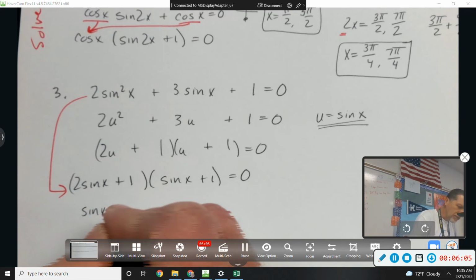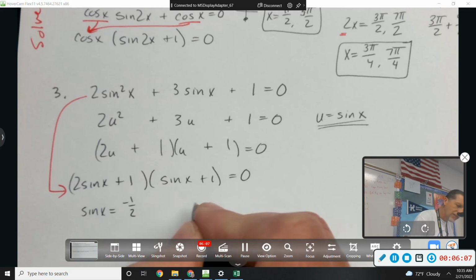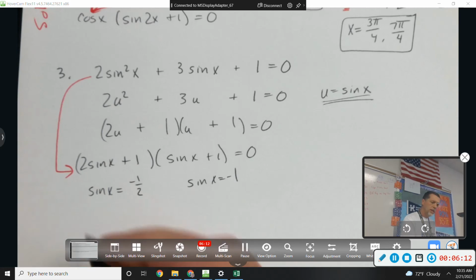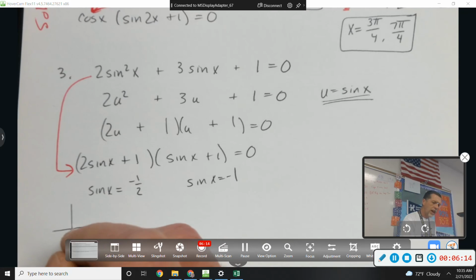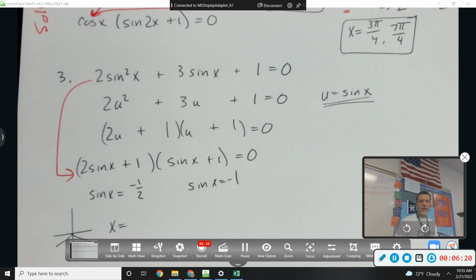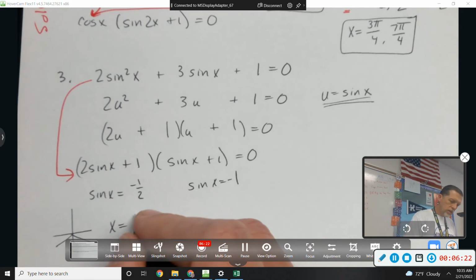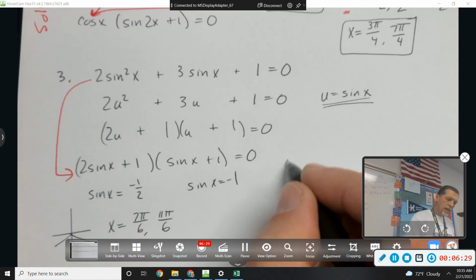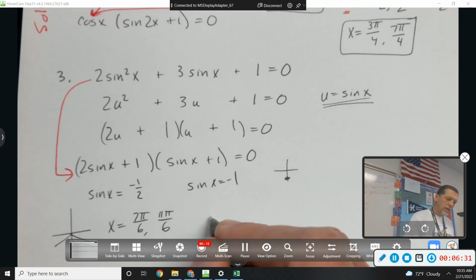All right, so sine of x equals negative 1/2, and sine of x equals negative 1. So negative 1/2 would be third and fourth quadrant. 1/2 is the shallow angle. So 7 pi over 6 and 11 pi over 6. And then sine is negative 1 at the bottom. 3 pi over 2.